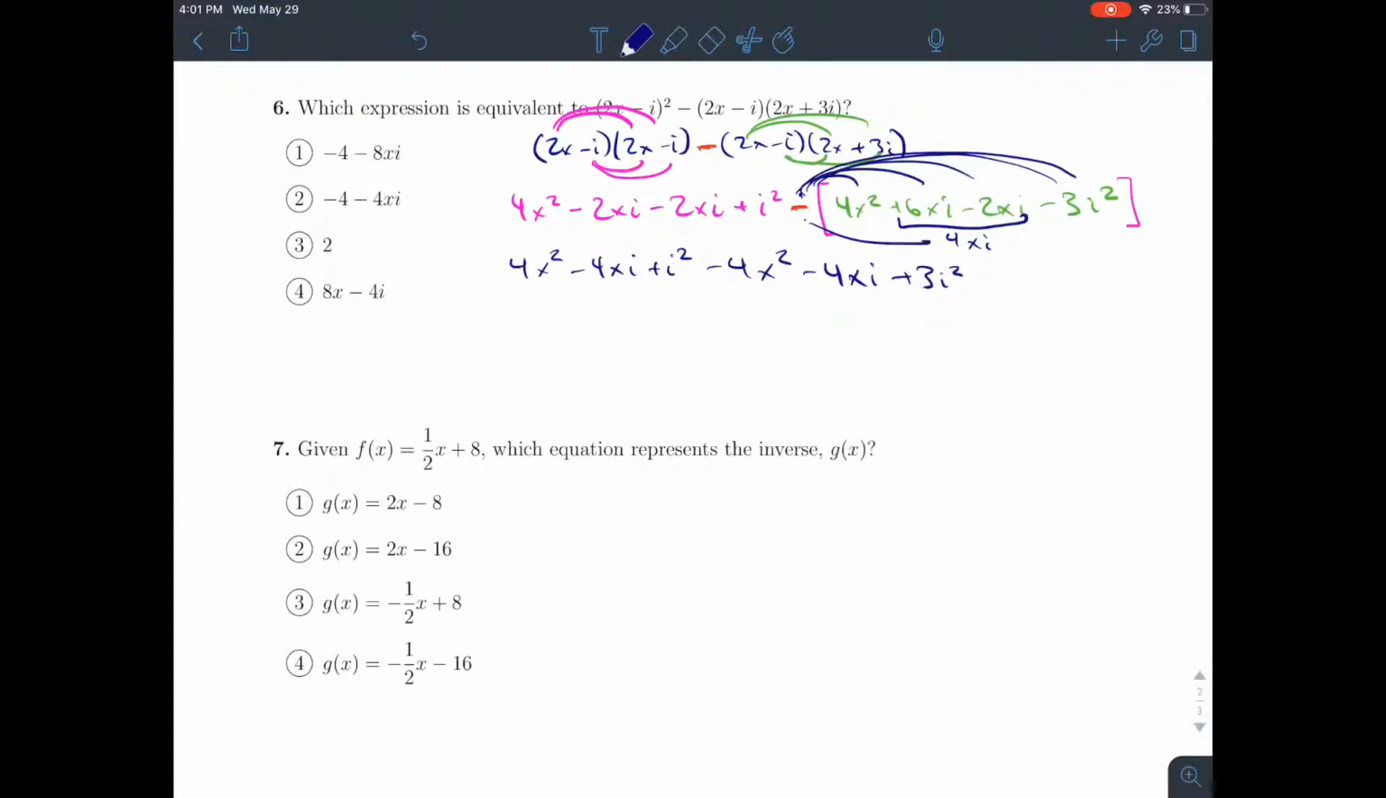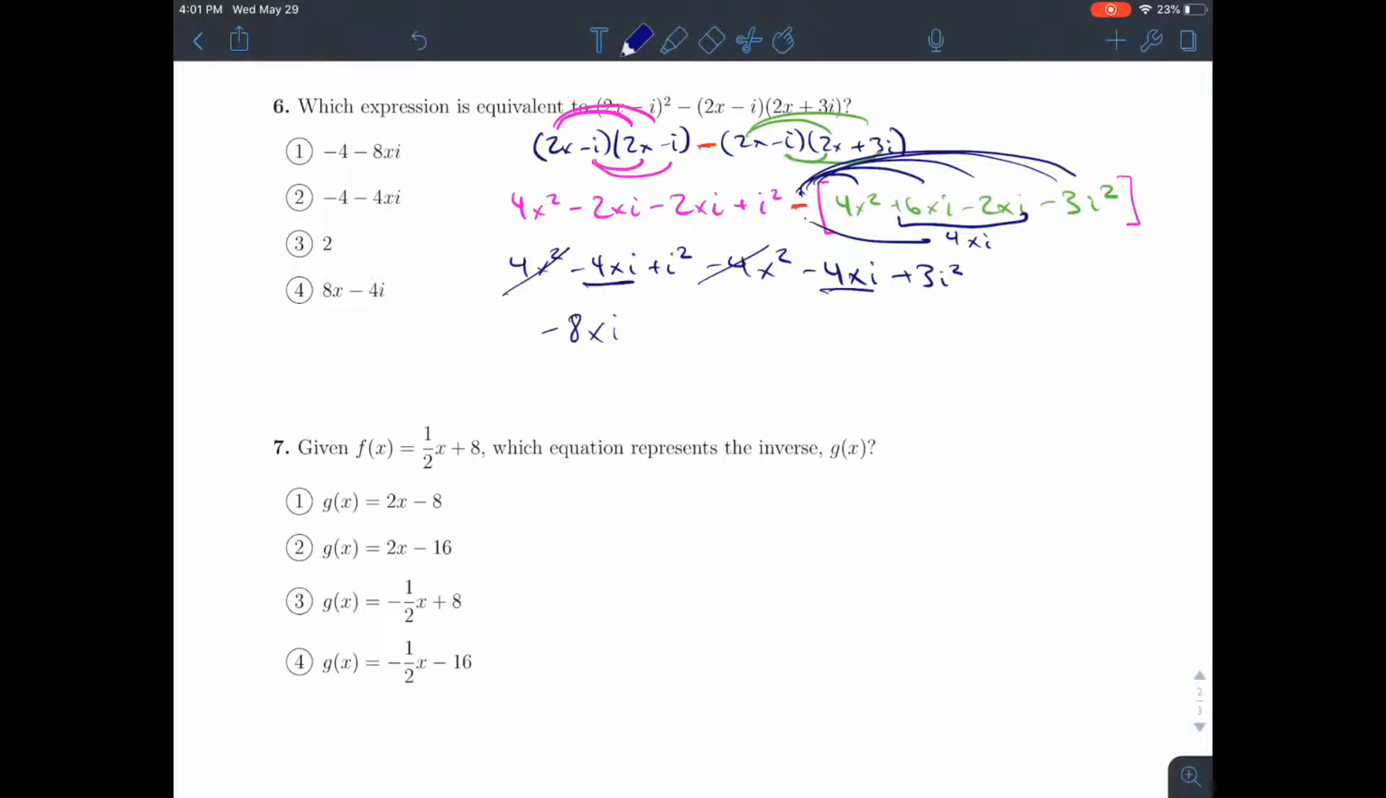Now, let's see. We got 4x squared and negative 4x squared. Those cancel out. We've got negative 8xi when we combine these two. And then we have plus 4i squared. So, it's a little bit weird. We didn't get one of our answer choices.